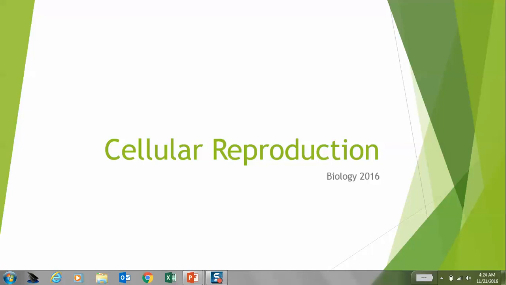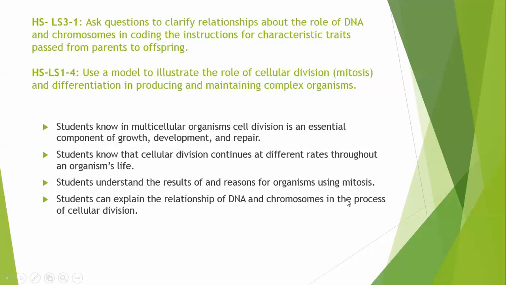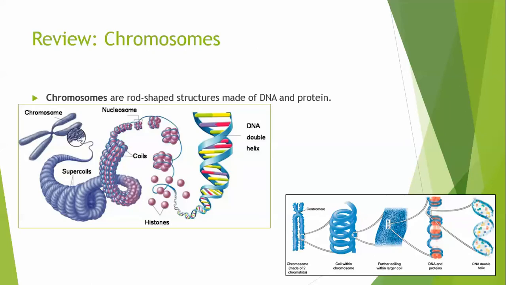Okay, today we are going to go over cellular reproduction and we are going to ask questions to clarify the relationship of the role of DNA and chromosomes and use a model to illustrate cellular division. So you basically have to know that a multicellular organism divides and why that happens. Understand the results and the reasons for organisms using mitosis, and the relationship between DNA and chromosomes in the process of cellular division. So let's do a little review.